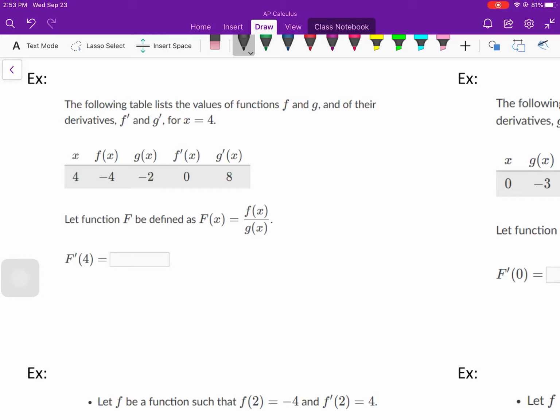Bringing back my favorite, the tables again, quotient rule tables. So let's just jump right into this. So we know that f prime of 4 is what we're trying to find. Let's start with f prime of x. So we've got to do the quotient rule between these two.